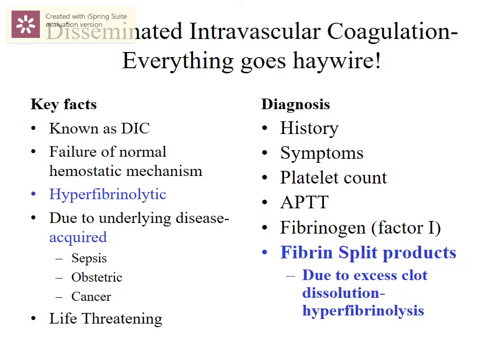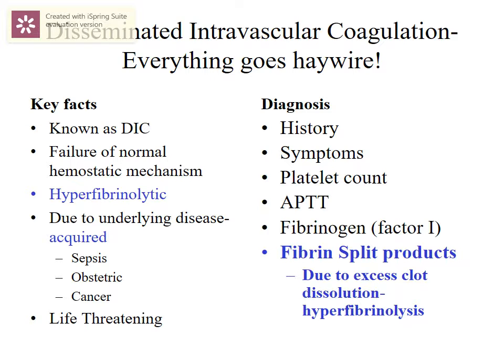So now we go into a concept of hemostasis gone haywire. This is called disseminated intravascular coagulation, DIC. This is always an acquired disorder, and it follows some underlying disease such as sepsis, so blood infections, obstetrics, cancers. It's a life-threatening condition, and it is essentially the failure of the hemostatic mechanism.